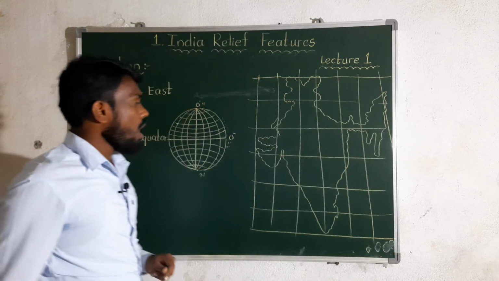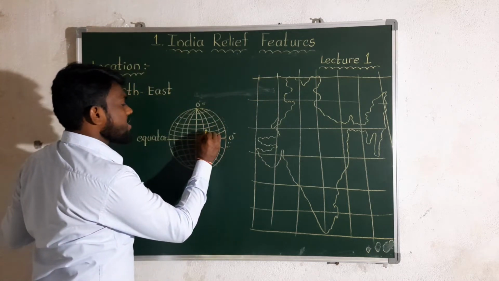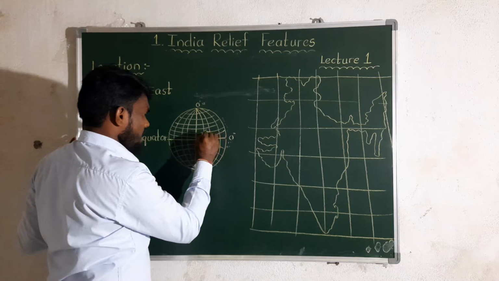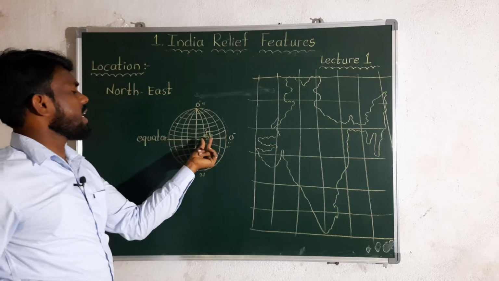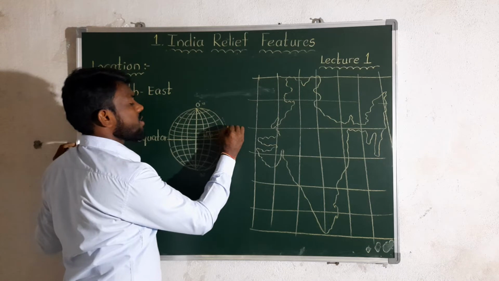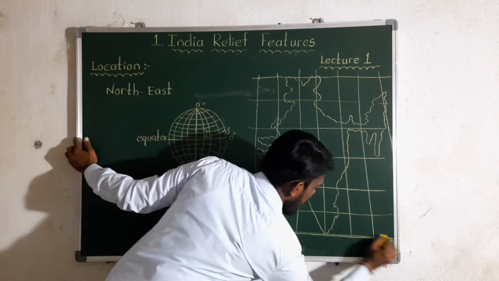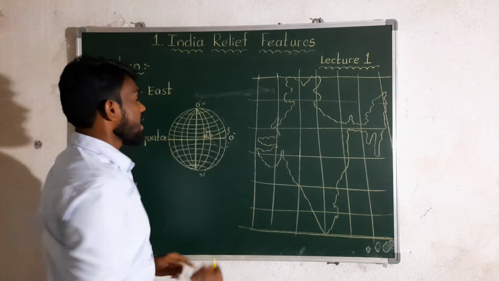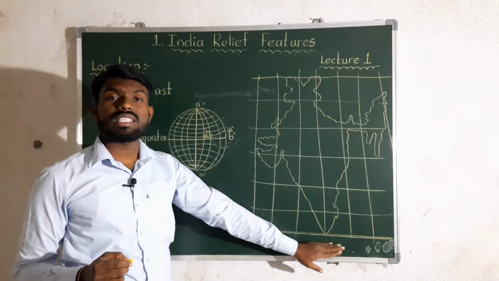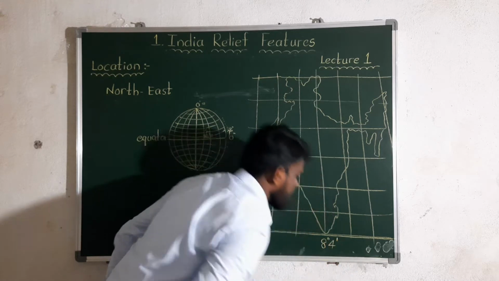Here is the latitudinal extension. Our India is located in the northern hemisphere and on the east side, somewhat closer to the equator. Here this is 0 degrees, then 1, 2, 3, 4 degrees. The latitude which is passing through our India starts at 8 degrees. When the range reaches 8 degrees, our Indian landmass starts. That is 8 degrees 4 minutes.